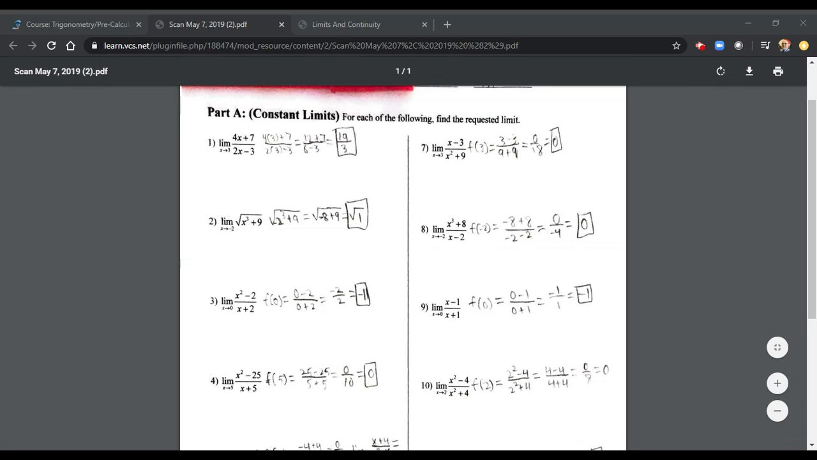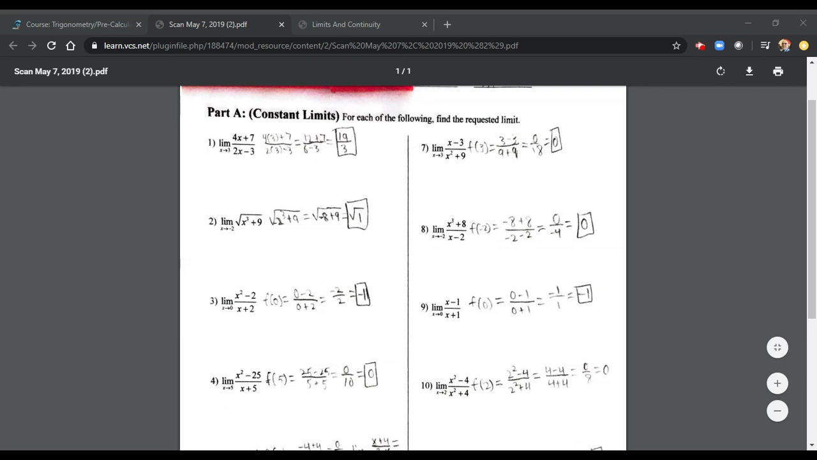Let's take a look at the next one. I've got the limit as x approaches -2 of the square root of x cubed plus 9. Well, -2 cubed plus 9 is equal to -8 plus 9. The square root of that is the square root of 1, which we could write as being equal to 1.